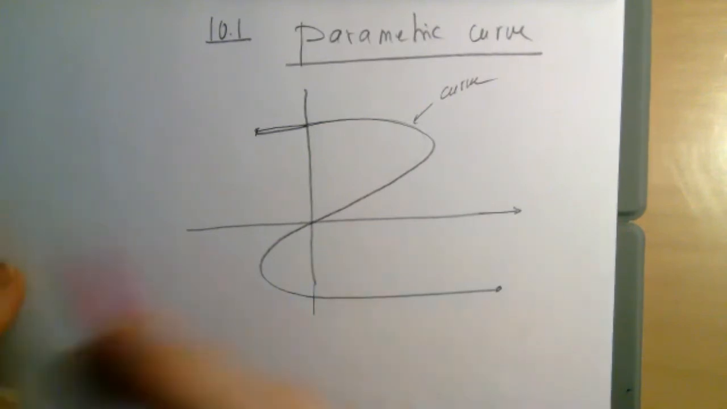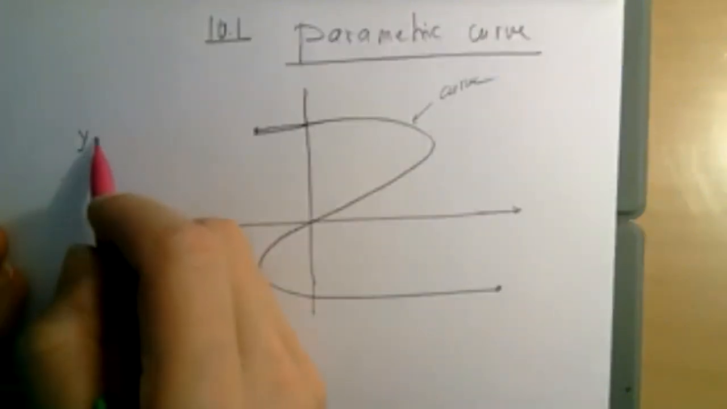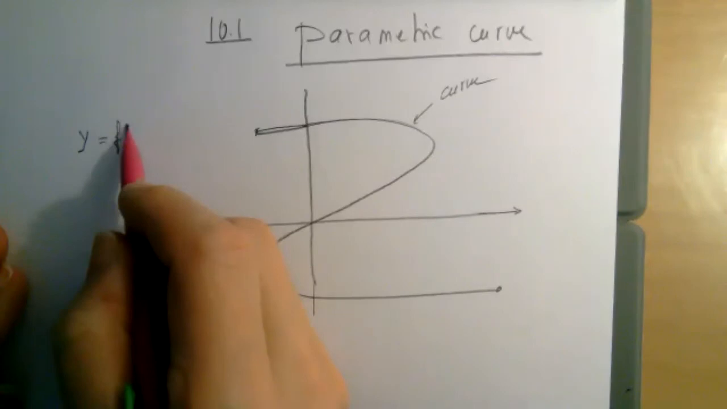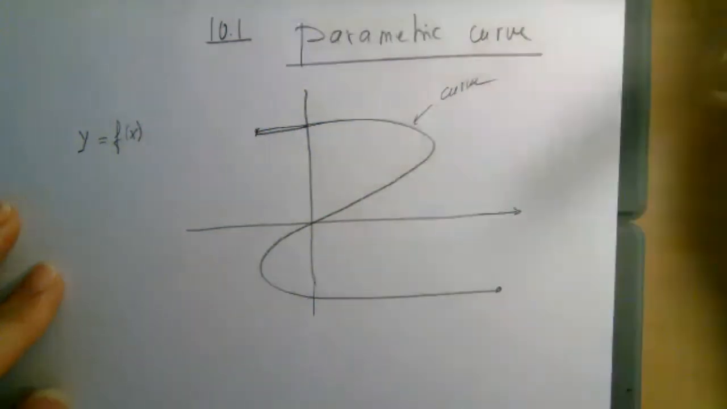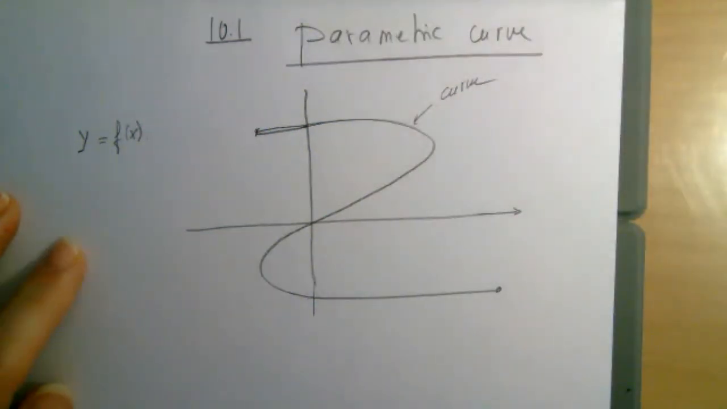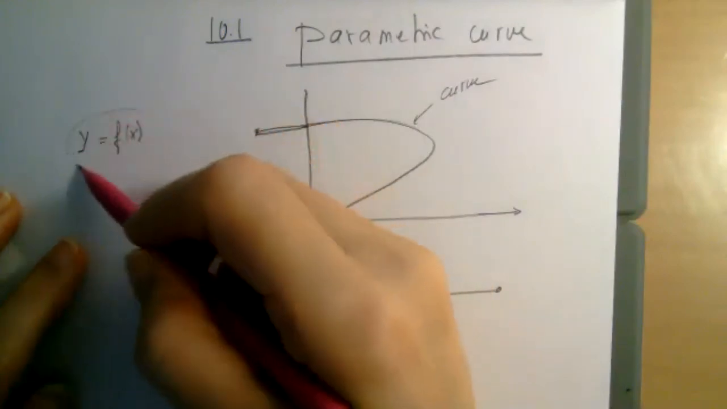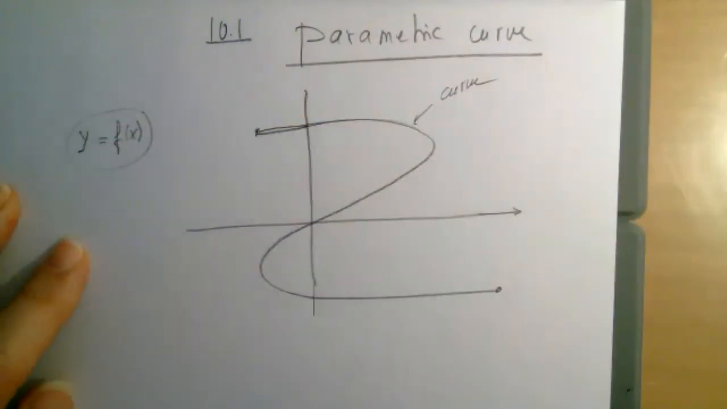Difficulty number one, is it possible to give you the formula of the form y equals f of x? Yes or no? I'm expecting answers. No, and a big no. Because there is no way this could be the graph of a function.